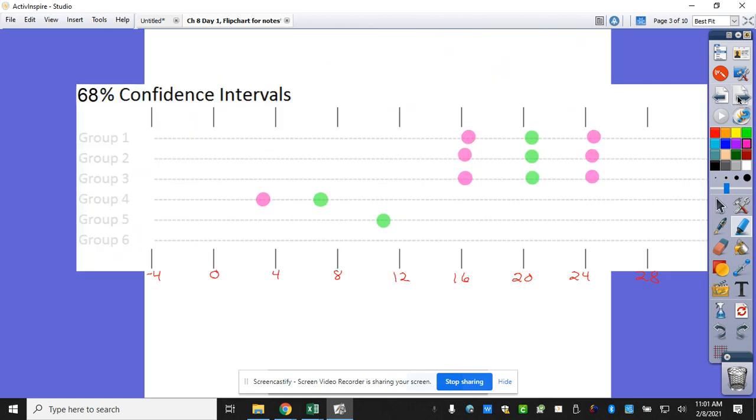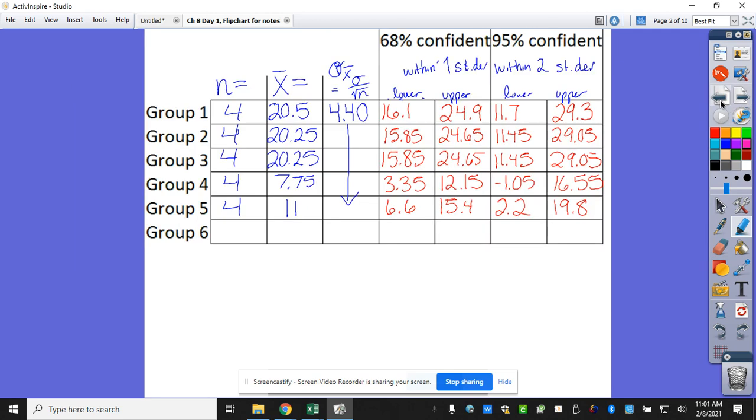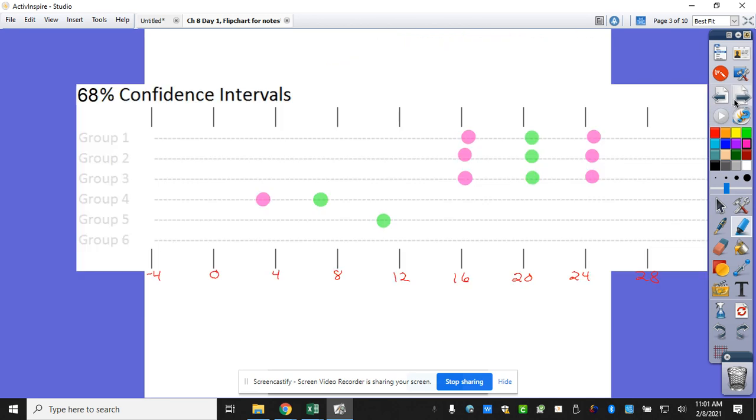No, hold on, dot. Did I do 4 and 5 out of order? Oh, that dot's just a little bit low. And then my lower bound for group 5 is, and my upper bound for that group.